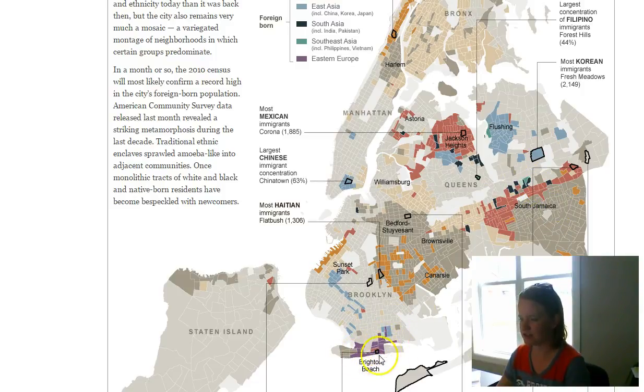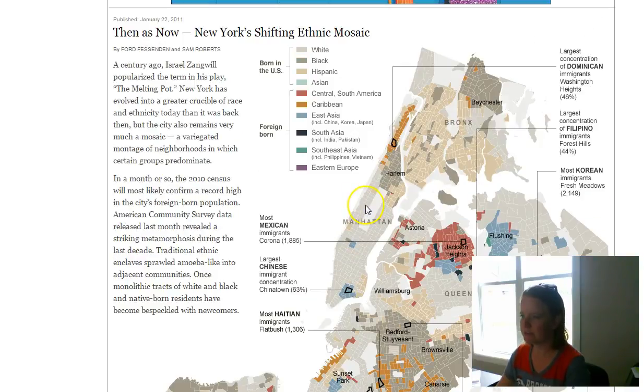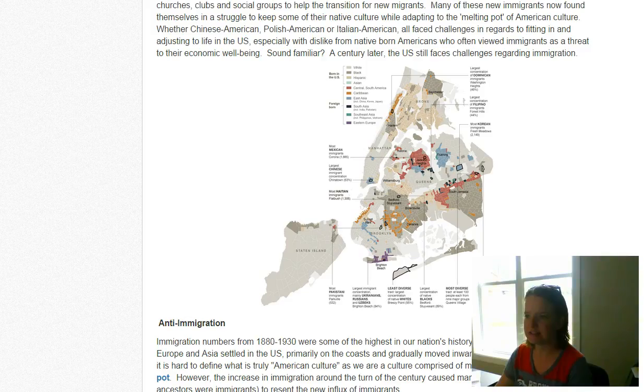Look at this Eastern Europe block right down here. They're sort of separating themselves. Really fascinating graph for how people are not really mixing, even in a major metropolitan area like New York. I will give you a hint on a quiz this week.